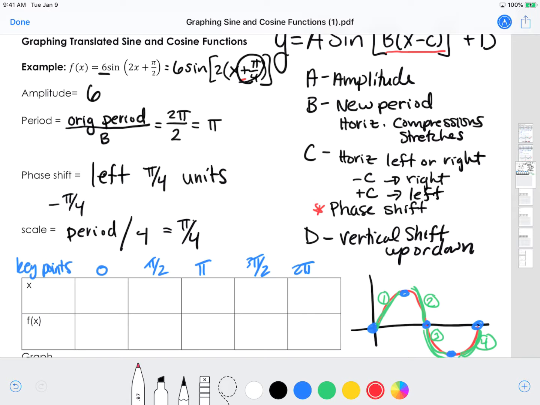So for the translated function, if I start at 0 with my mother function, but I move to the left pi over 4, that means now I'm starting at negative pi over 4. So in red, I'm going to do the translated functions. And since we're going on a scale of pi over 4, I'm going to keep adding pi over 4 to get the next 4 key points.